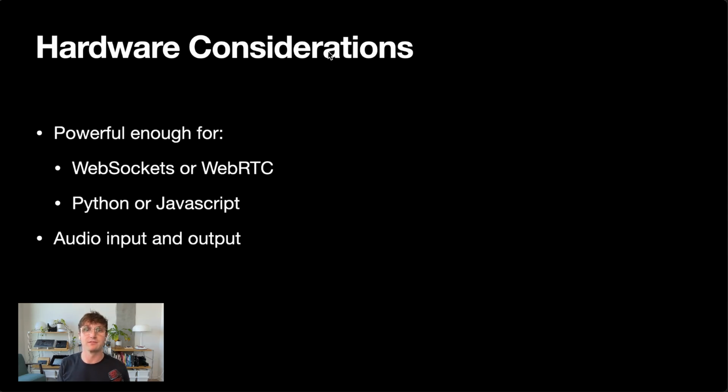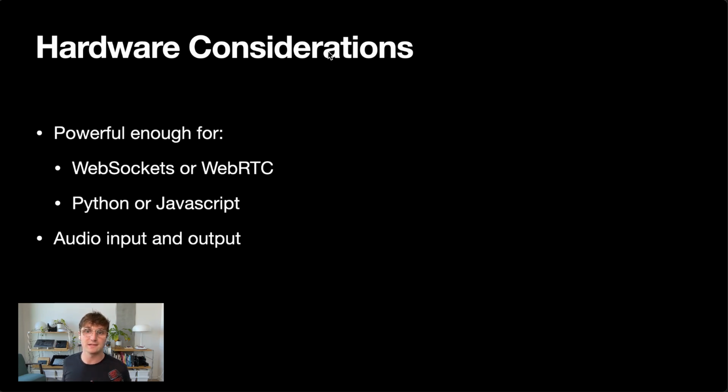I wanted to walk through some of the hardware considerations I have for this project. I do want it to be in the form factor of a small hardware speaker like the Echo Dot or Google Home Mini, for instance. So I do want to build some hardware that is roughly the size of that and has its own built-in speaker and microphones. Right now, what we're focusing on is picking a hardware platform, a CPU or a system on a chip that's powerful enough to run WebSockets or WebRTC and to run Python or JavaScript code.